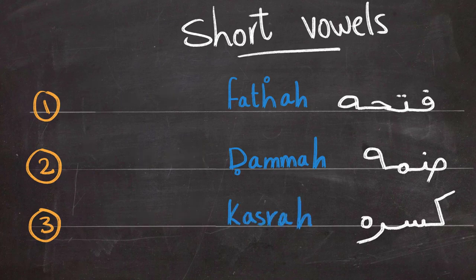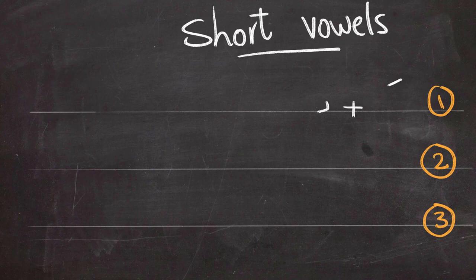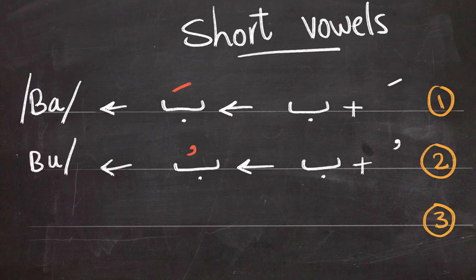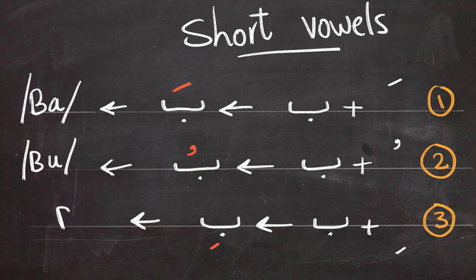So let's see how these short vowels work. If you add fatha to b, you're going to get ba. If you add dhamma to b sound, you're going to get bu. While if you add kasra to b, you're going to get bi. So ba, bu, bi.